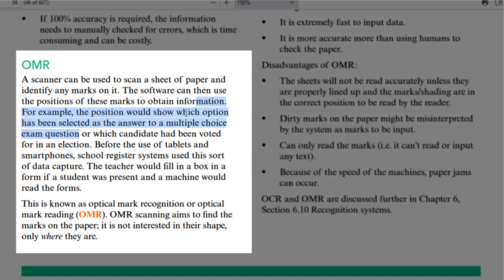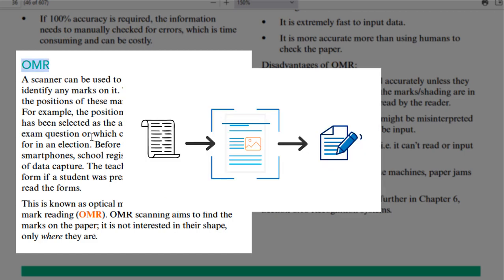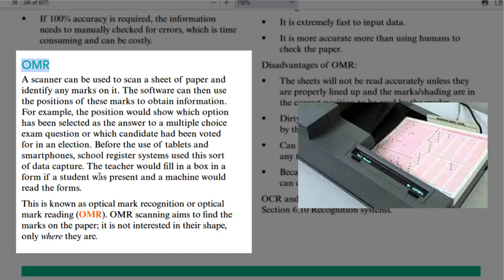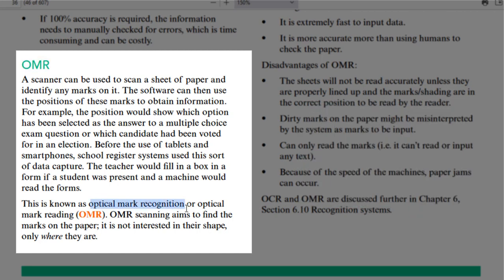So multiple choice exam questions in some of the universities don't get checked or graded by a human being. They have an OMR software where they feed all the answer sheets into a scanner, and then OMR checks which answer has been chosen. So if we were asked what OMR is short for, it is known as optical mark recognition or optical mark reading, OMR.